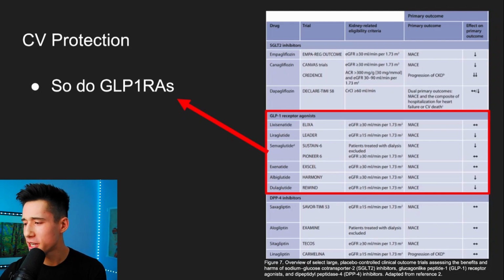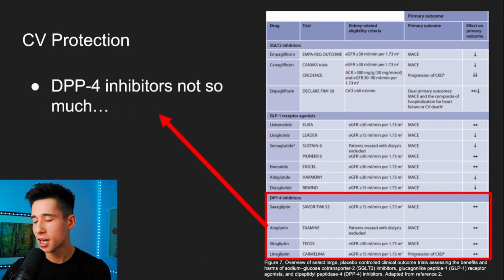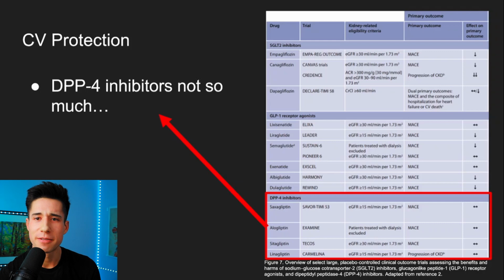I don't really see the point of prescribing a GLP-1 receptor agonist that doesn't provide cardiovascular protection, but if you disagree, then let me know. When it comes to DPP-4 inhibitors, these are really great drugs, very safe, very efficacious. These types of drugs are not going to provide any cardiovascular benefits, so don't consider prescribing a DPP-4 inhibitor if cardiovascular protection is what you're looking for.